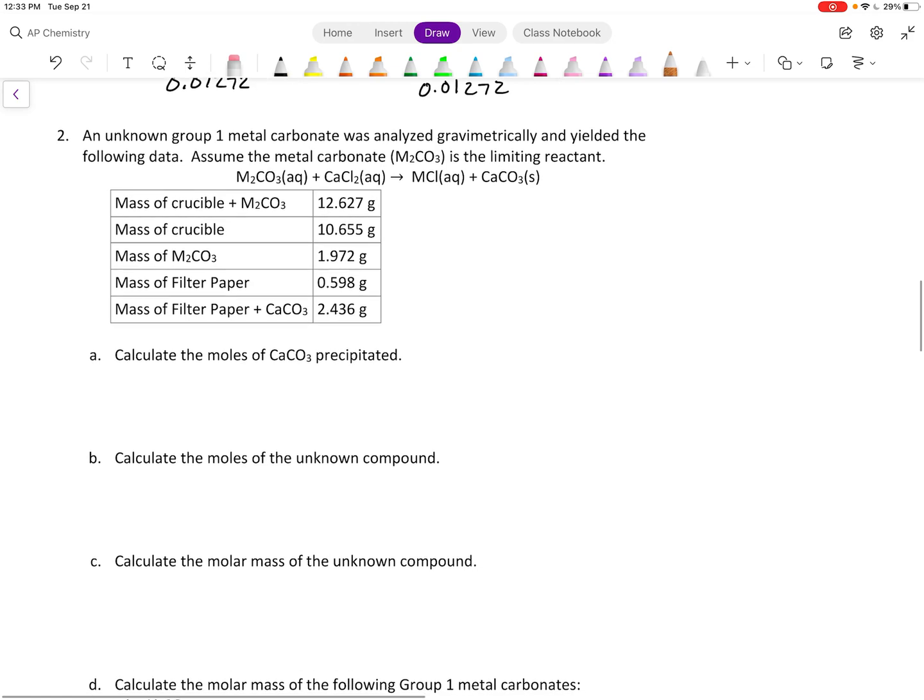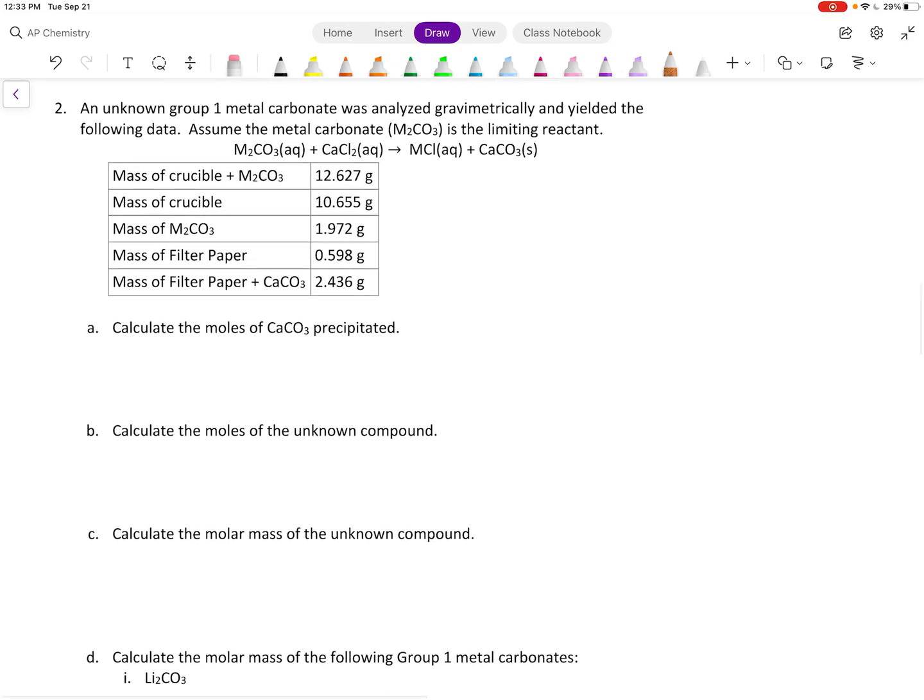Okay, the second question we're going to look at is similar to a gravimetric analysis lab that we generally do in class. We have this set of data, and we're given an equation, and we want to go through and analyze the data. The first thing it asks us to do is calculate the moles of calcium carbonate. That was a precipitate that we formed, and we filtered that out in order to determine what our unknown is. Initially on this side, which is the M2CO3, that's our unknown group 1 metal carbonate, and we want to determine what that is.